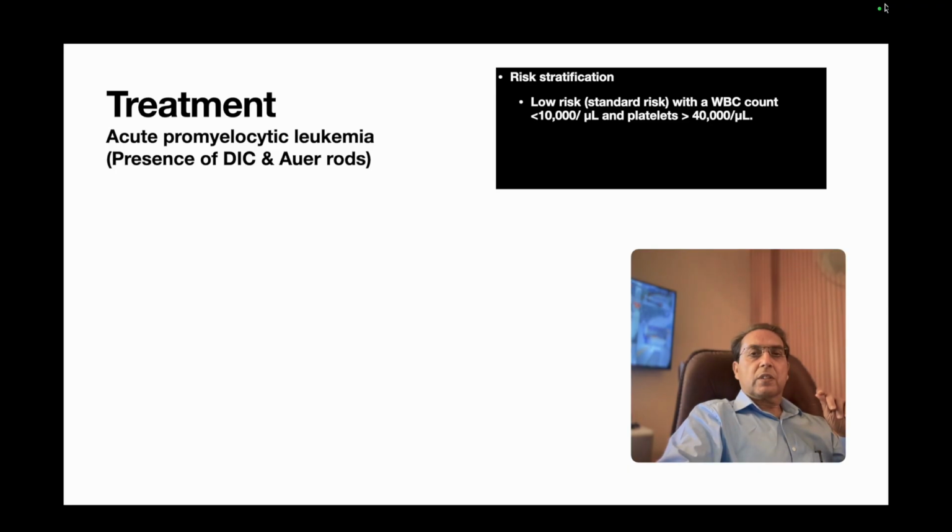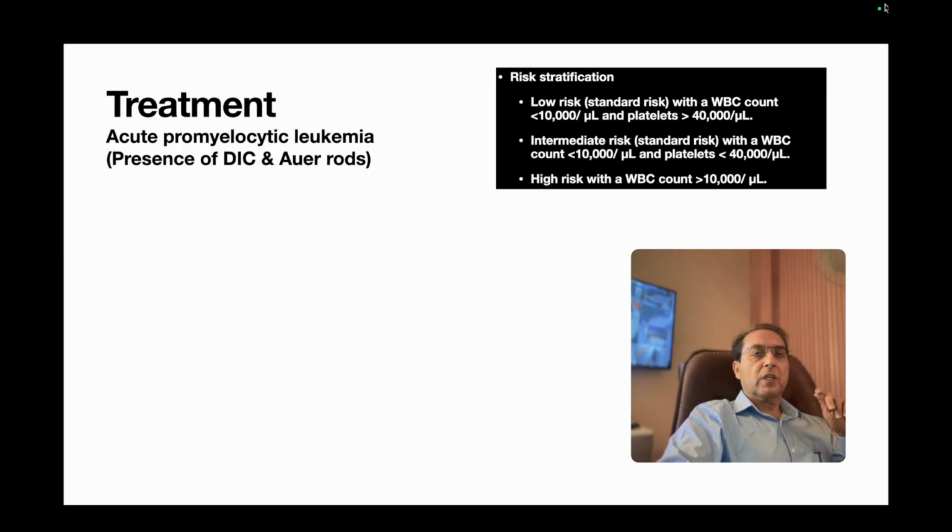The low risk patients have a WBC count which is less than 10,000, while the platelets are more than 40,000. While intermediate risk patients have a WBC count less than 10,000, but their platelet count is also less than 40,000. And high risk patients have a WBC count which is more than 10,000. So this is risk stratification between standard risk patient and high risk patient. The standard risk patients are low risk and intermediate risk patients.